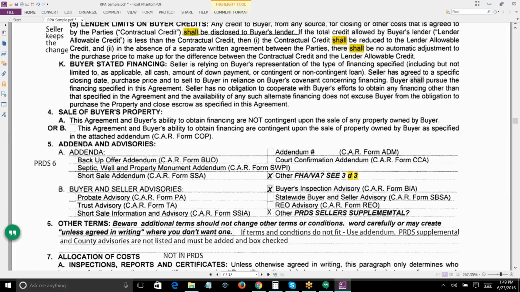Other terms, beware: additional terms should not change other terms or conditions. Word carefully, or you may create problems unless agreed in writing where you don't want one. And basically what the lawyers will say is that if you're going to write an addendum, you should use precisely the words that the contract uses. I've gone through some of these courses on whether the word shall and the word will mean exactly the same thing. Buyer will versus buyer shall. Now you notice it keeps saying shall, shall, shall.